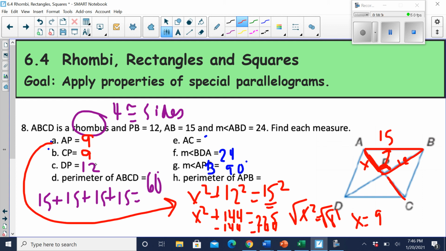Okay, it also asks me for the length of AC. Well, 9 plus 9 gives me 18 here. The last thing they're asking for is the perimeter of APB. So if I kind of trace this APB, one side was 12, the hypotenuse was 15, and we just found that missing side to be 9. So if I say 9 plus 12 plus 15, that's going to give me 36 for the perimeter. Okay, lots of stuff going on in this problem. That's kind of a tough problem.